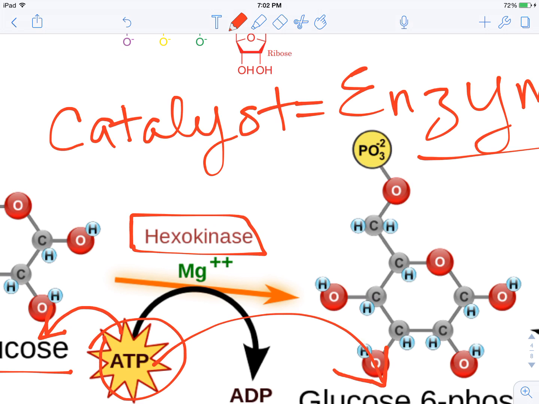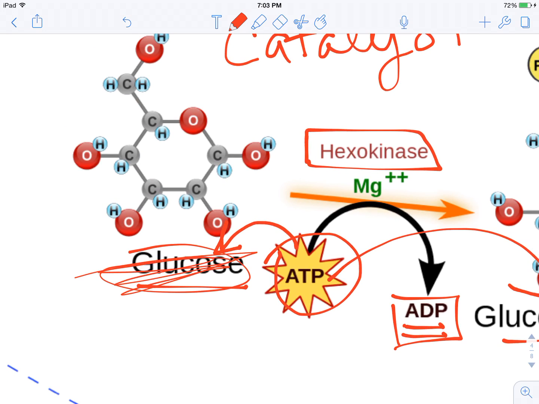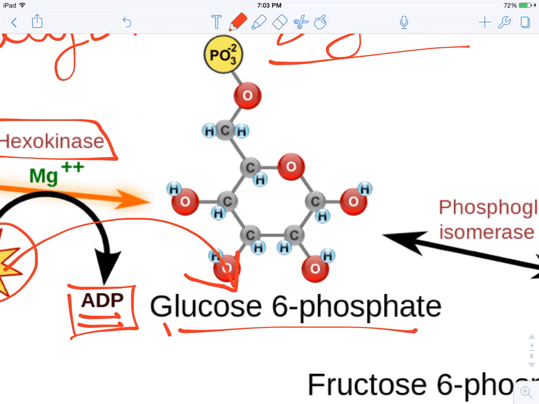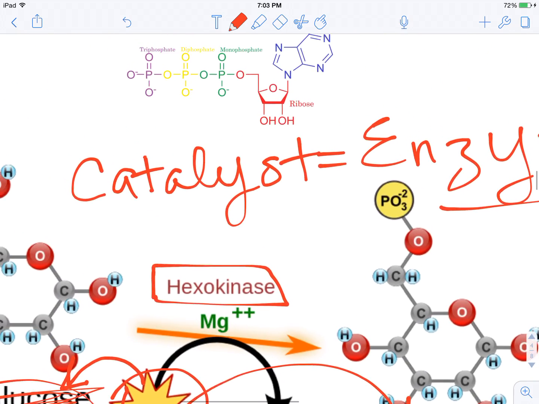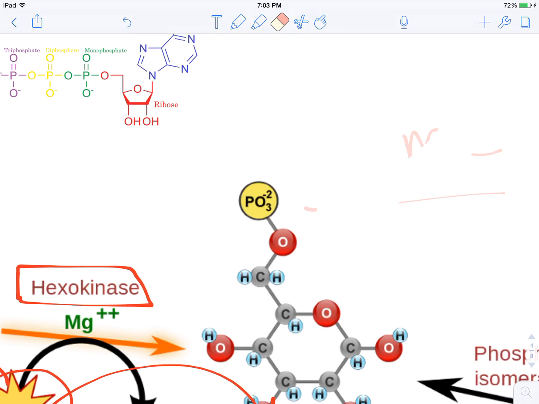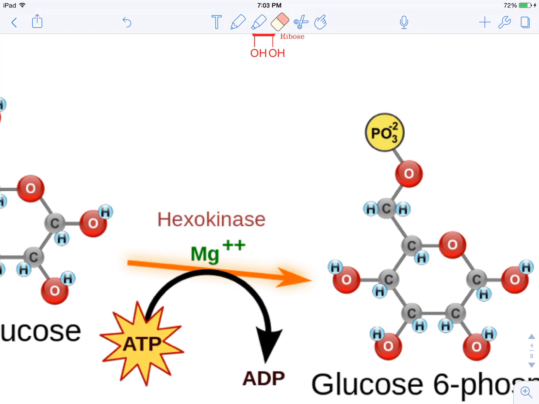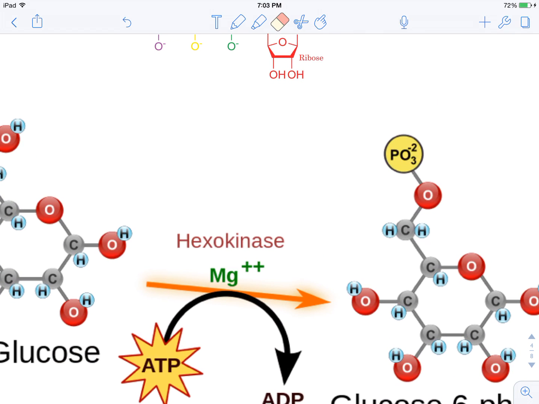At the end of the reaction, hexokinase will still be there. ATP will not. ATP is gone and we have ADP. We lost an ATP. Glucose is gone because now we have glucose 6-phosphate. But hexokinase is ready to do its job again for another glucose group. And if I was just to quickly show you one more time, I know I'm taking a bit long here, this is just the last second.